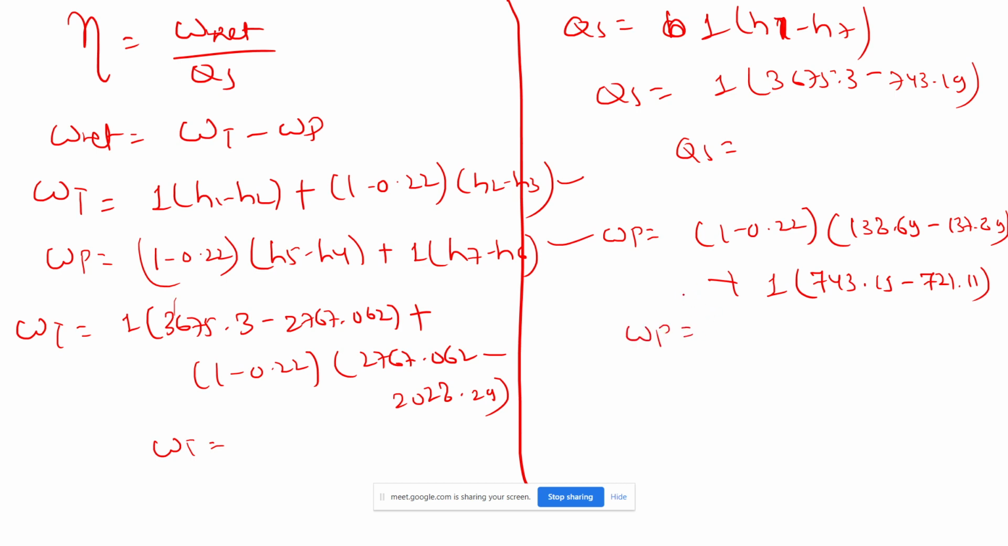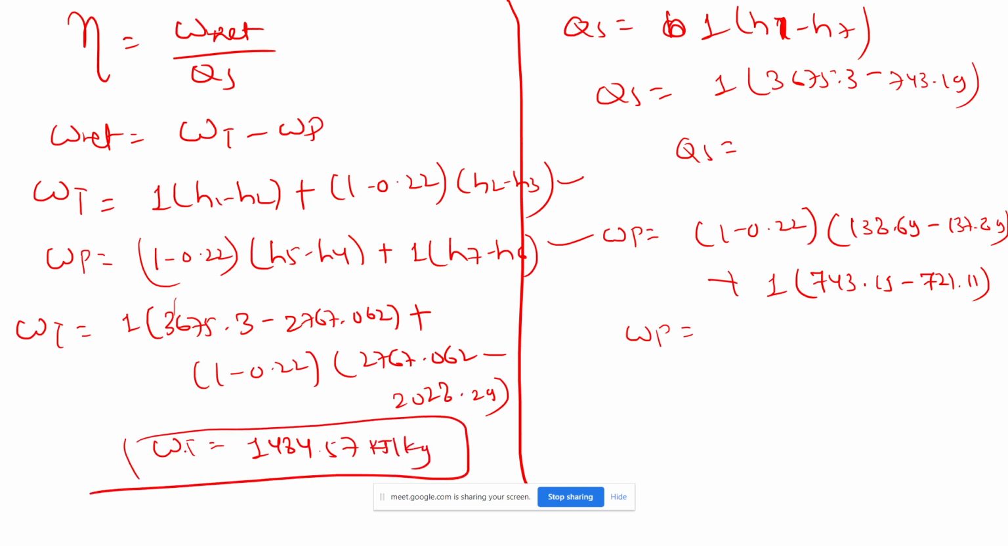Just tell me the answers. The turbine work is 1484.57 kilojoule per kg. Kilojoule, kg we have multiplied, no, sir? Yes, you can take kilojoule. It won't affect the answer. That I have only taken. Yes, it's right. Fine, you can take this also. It won't affect the answer.